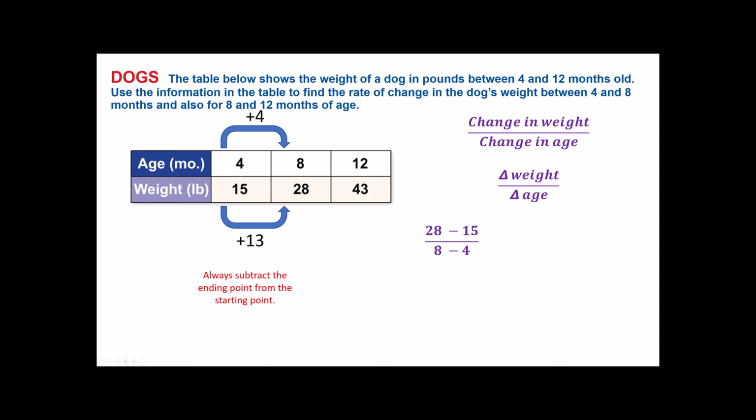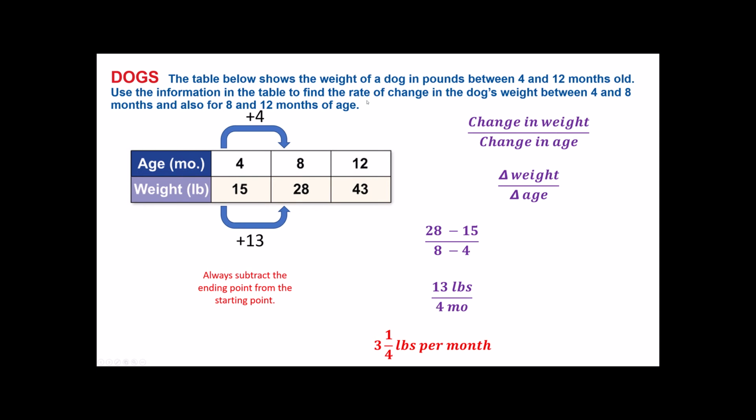I stopped measuring at 8 months. I started measuring at 4 months. That is a change of 4 months. So the puppy has gained 13 pounds in 4 months, which then I would go ahead and write as a unit rate using division. 13 pounds divided by 4 months is 3 1/4 pounds per month. That's 13 divided by 4.